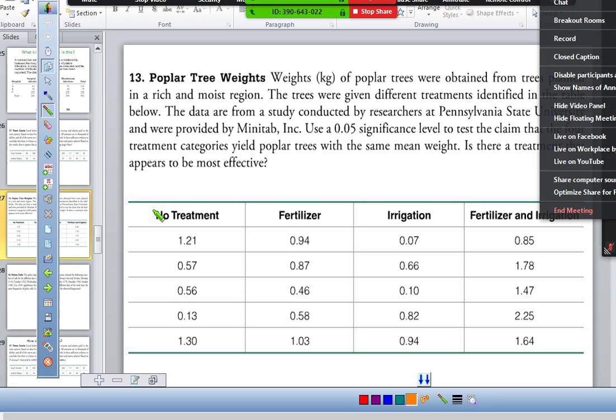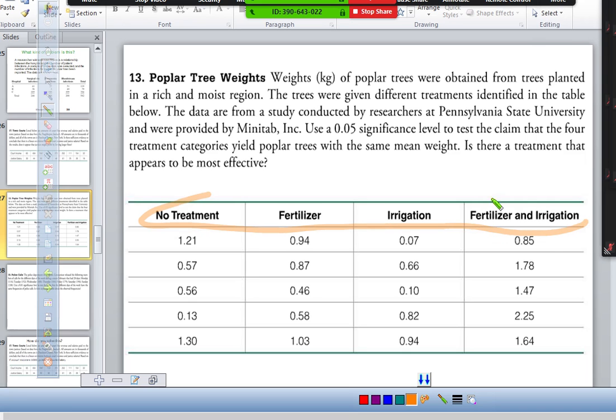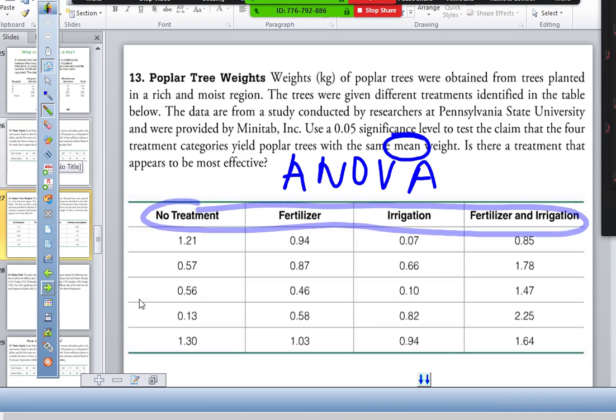So again, there are categories, labels here, but no categories there. So it can't be a matrix. It looks like a matrix, but it can't be a matrix because there are no categories along the side. So then we look and, oh look, it says mean right there. Anytime it says mean, that's got to be ANOVA. Automatic ANOVA.